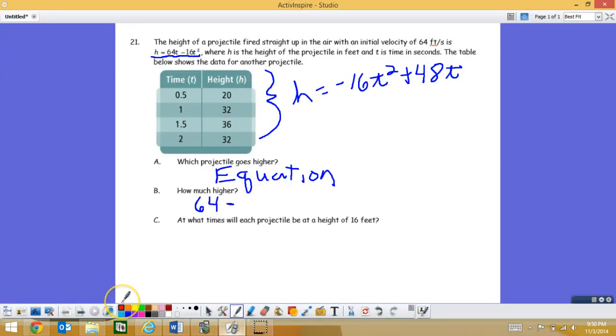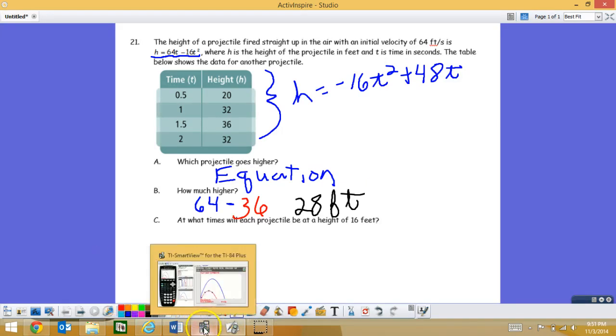So I'll write that in red since the graph was in red. So how much higher is the first one than the second? Well, that's 28 feet higher. And then at what times is a projectile at a height of 16 feet? Well, we'll do the equation one first.